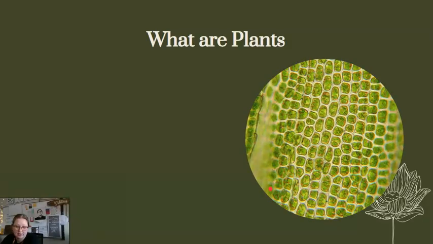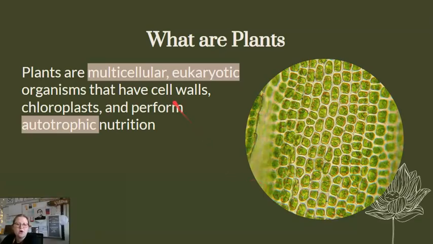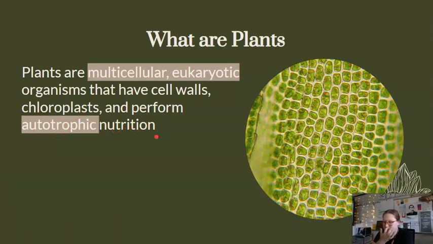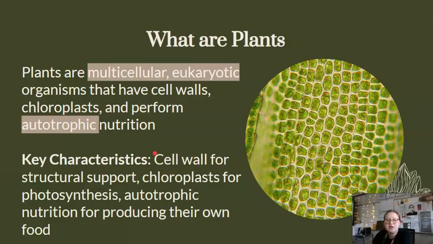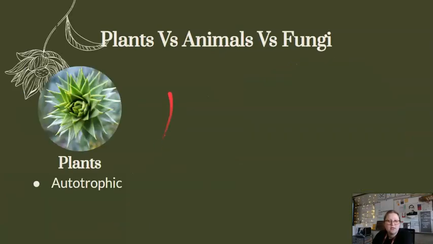So first, what are plants? Plants are multicellular and eukaryotic organisms that have cell walls, chloroplasts, and perform autotrophic nutrition. If they don't do those things, chances are they are not a plant. Key characteristics of plants are the cell wall for structural support, chloroplasts for photosynthesis, and autotrophic nutrition for producing their own food.